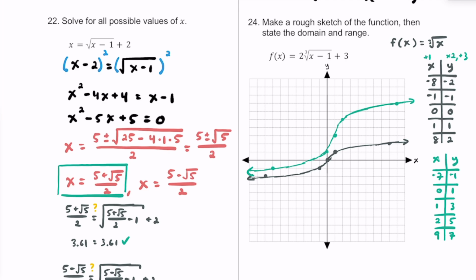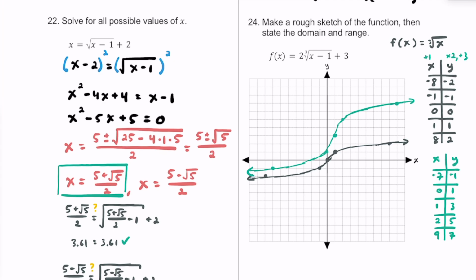So this right here would be a rough sketch using about 5 points for the parent function, and you can see the transformations that occurred based on what we saw in the function. The -1 here is telling us we're moving to the right one, so I'll put R1 for right one. This +3 is telling us we're going up 3, so I'll put U3 for up 3. And this 2 here is a vertical stretch, so I'll say times 2, which is pulling it upwards a little bit.